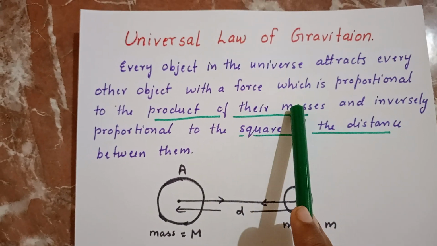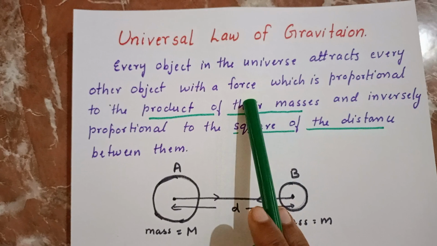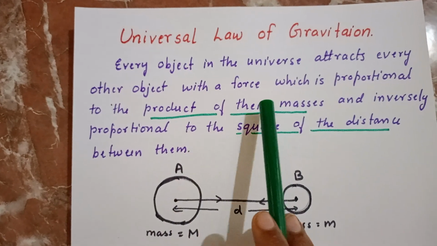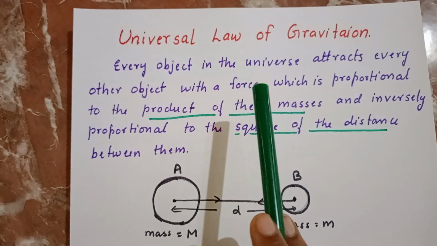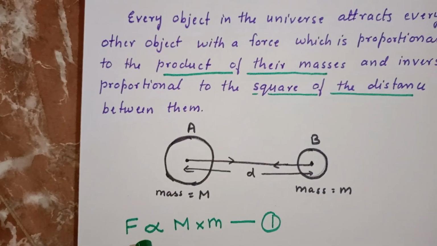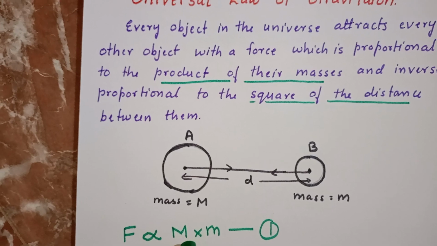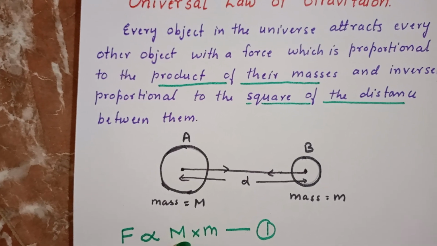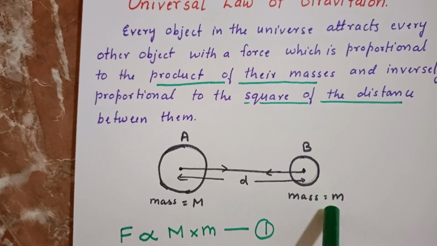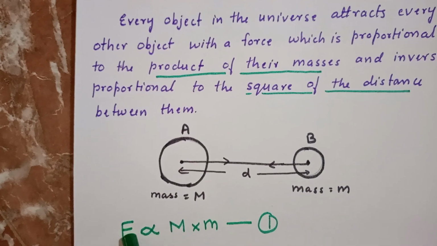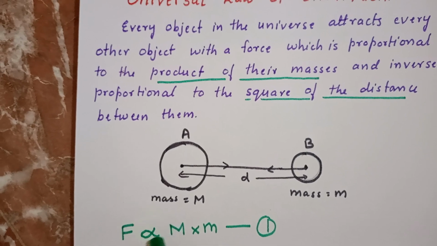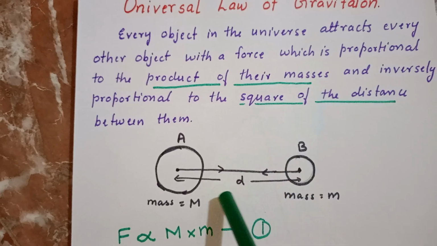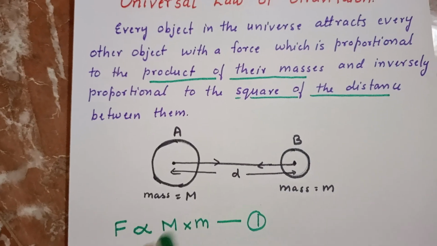Now what is given according to the statement is that force is proportional to the product of their masses. Let me consider the force as capital letter F. Force is proportional to the product of their masses, and the product means we have to multiply: capital letter M for the first object and small letter m for the second object. This is the symbol of proportionality. So this is what we get from the statement, and we take this as equation 1.